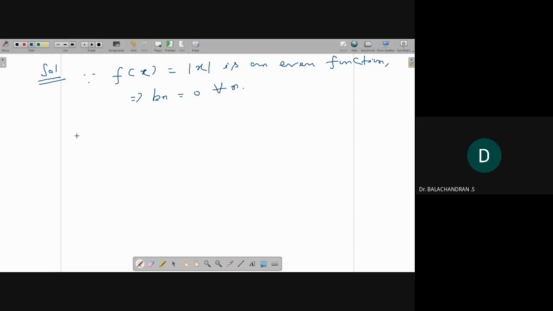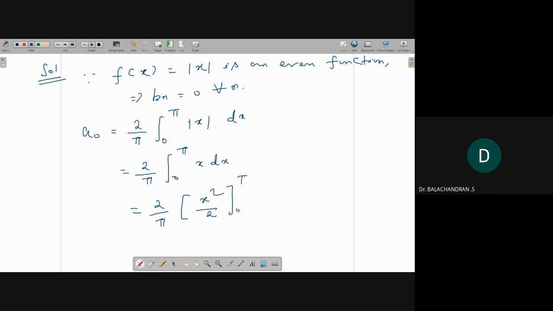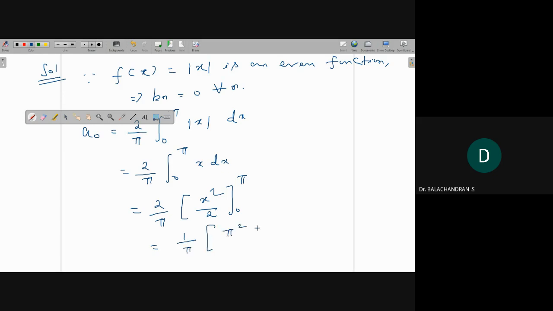So now we need to find the a0 and the an. So a0 equal to, directly I'll write, 2 by pi, limit is from 0 to pi, f of x into dx. f of x is mod x. So in this interval from 0 to pi, mod x is equal to x. x into dx. So this is equal to 2 by pi. If you integrate, you get x square by 2, limit is from 0 to pi. So 2 gets cancelled, 1 by pi into pi square minus 0. So final answer pi. So a0 equal to pi.